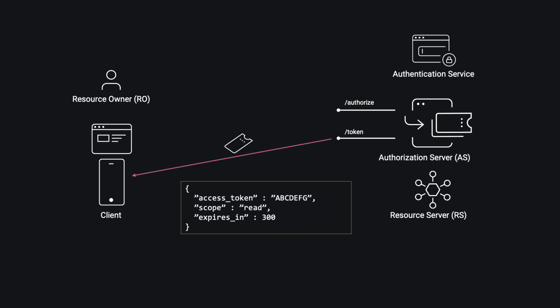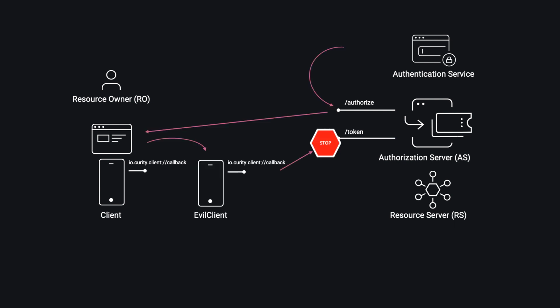If the result matches and the code is valid, the AS can issue a token for the client, since it proved that it's the same client that initiated the flow. If the malicious app was to get a hold of the code, it cannot exchange the code for a token, since it has no way of obtaining the code verifier to present to the AS. So PKCE has now mitigated against the code interception attack.